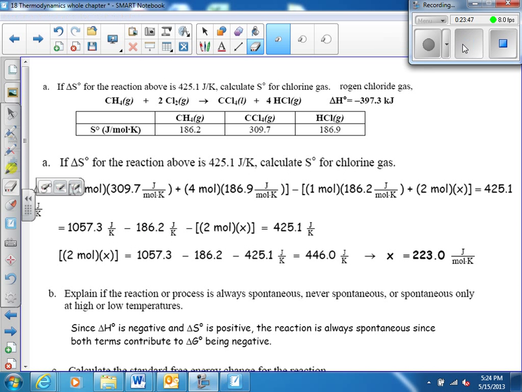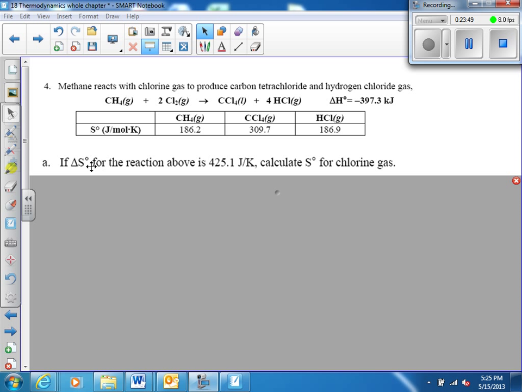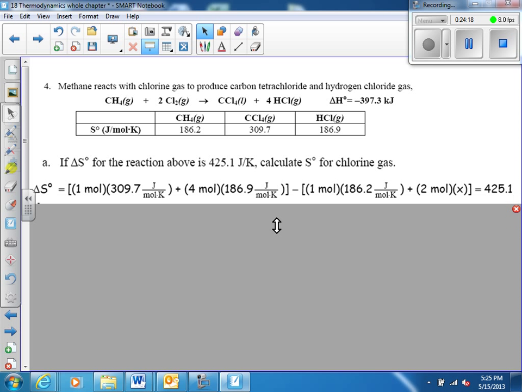Okay, you are given delta H, which will be products minus reactants. Pure elements are no longer 0, so you just plug in, this is equal to the products minus the reactants. You're supposed to calculate S for chlorine, so you'll have a 2x in your reactants. And, oh, you were given delta H, and you're asked for delta S. So I'm going to show you the answer. You should pause if you want to work this out on your own.